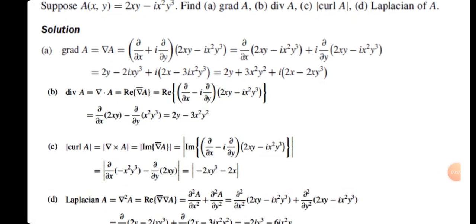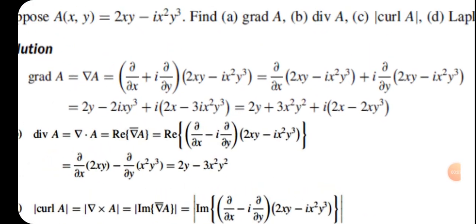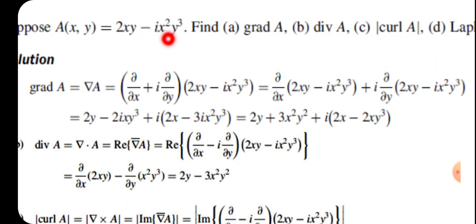We have A, which is 2xy minus i x squared y to the power 3. So if you consider that A is p plus iq, the real part is 2xy and the imaginary part is negative x squared y to the power 3.